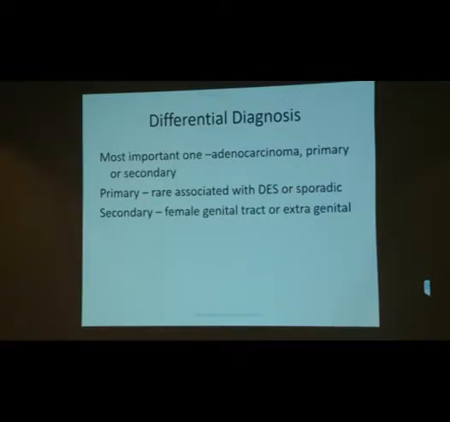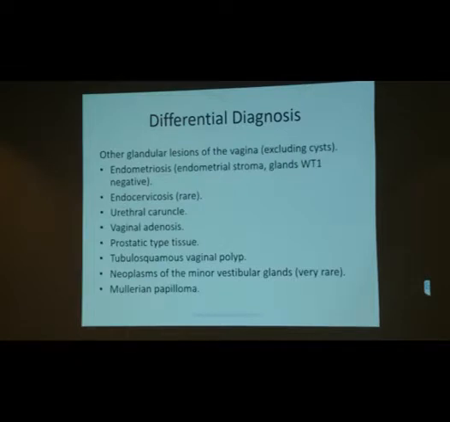So what about adenocarcinomas in the vagina? They can be primary or secondary. The primary ones can be DES associated, or they can be sporadic. These days, DES, diethylstilbestrol, isn't really used anymore, so most of the cases are sporadic. And the secondaries are commoner when you see an adenocarcinoma in the vagina. A secondary must always be considered, and it could be a female genital tract from further up, or it could be extragenital. And this is just a list of differential diagnoses.